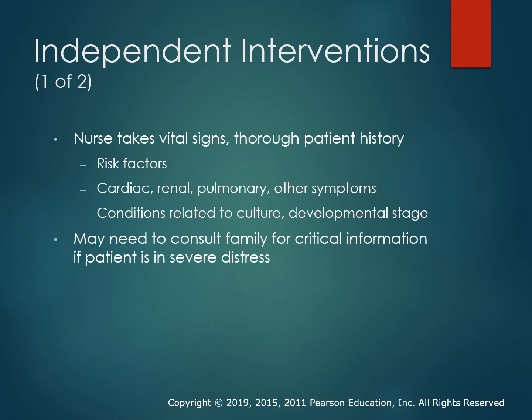Independent interventions. The nurse approaches acid-base imbalances by taking vital signs and obtaining a thorough patient history. It includes cardiac, renal, pulmonary, current meds, medical conditions, and other symptoms. For patients in severe distress, family members may need to be consulted for critical information, including the most recent eating habits and history of vomiting. When taking the patient's health history, the nurse should consider conditions potentially related to culture and developmental stages.